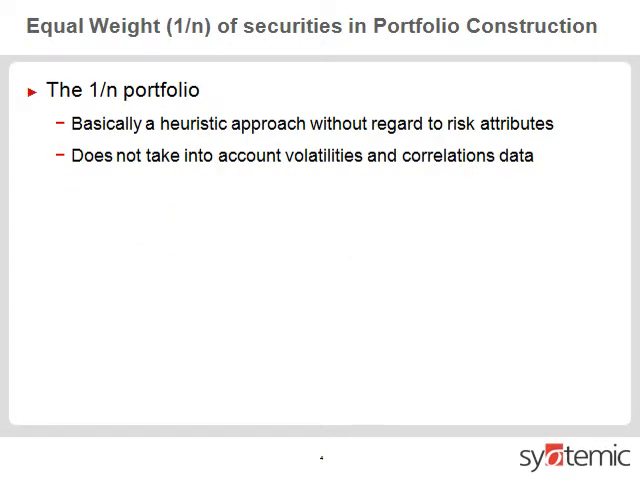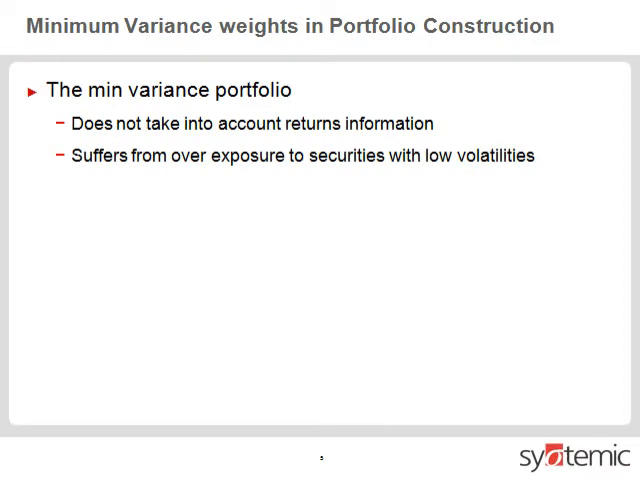We have the equal weight, or 1/n, portfolio, which is basically a heuristic approach without regard to risk attributes, and it does not take into account volatilities and correlations data. We also have the minimum variance portfolio, which does not take into account returns information and suffers from overexposure to securities with very low volatilities.